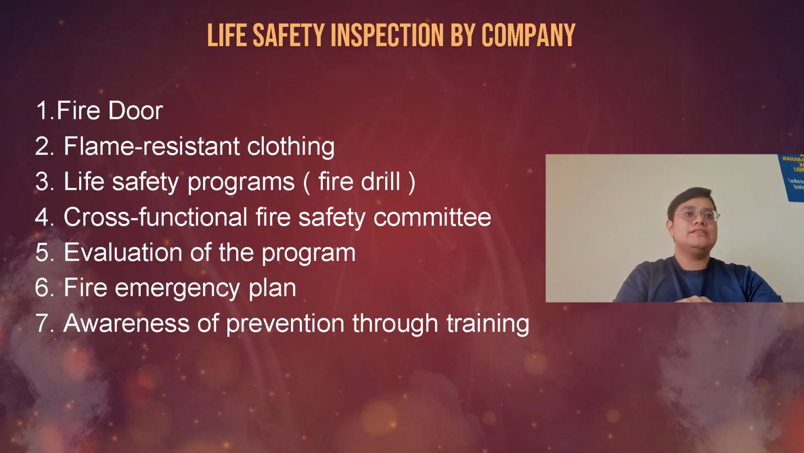For the last part, life safety inspection by the company. What the company should do is, first, prepare a fire door. The second is prepare flame resistant clothing. The third is a life safety program such as fire drills. The next one is a cross functional fire safety committee. And then the next one is evaluation of the program and fire emergency plan, and the last one is awareness of prevention through training programs.